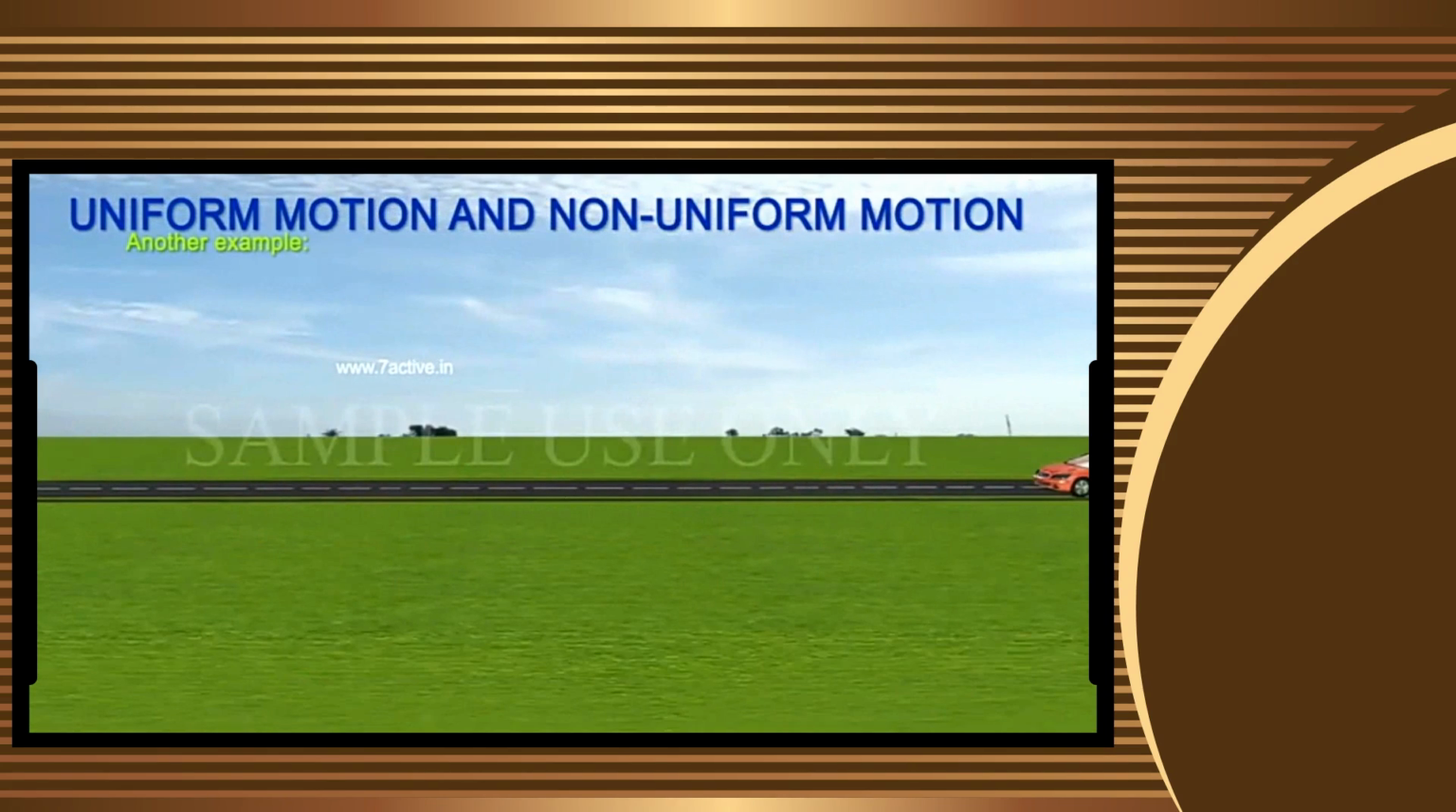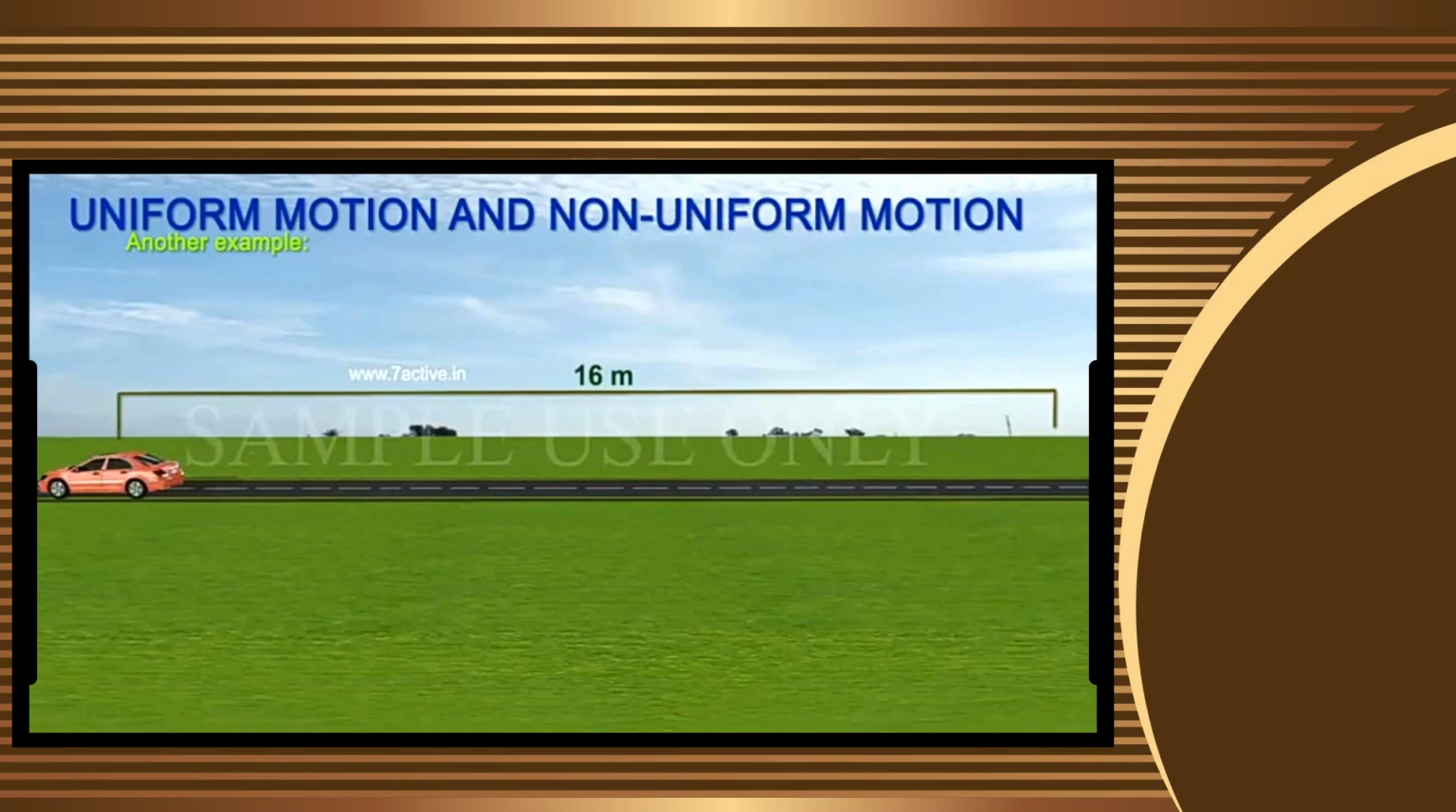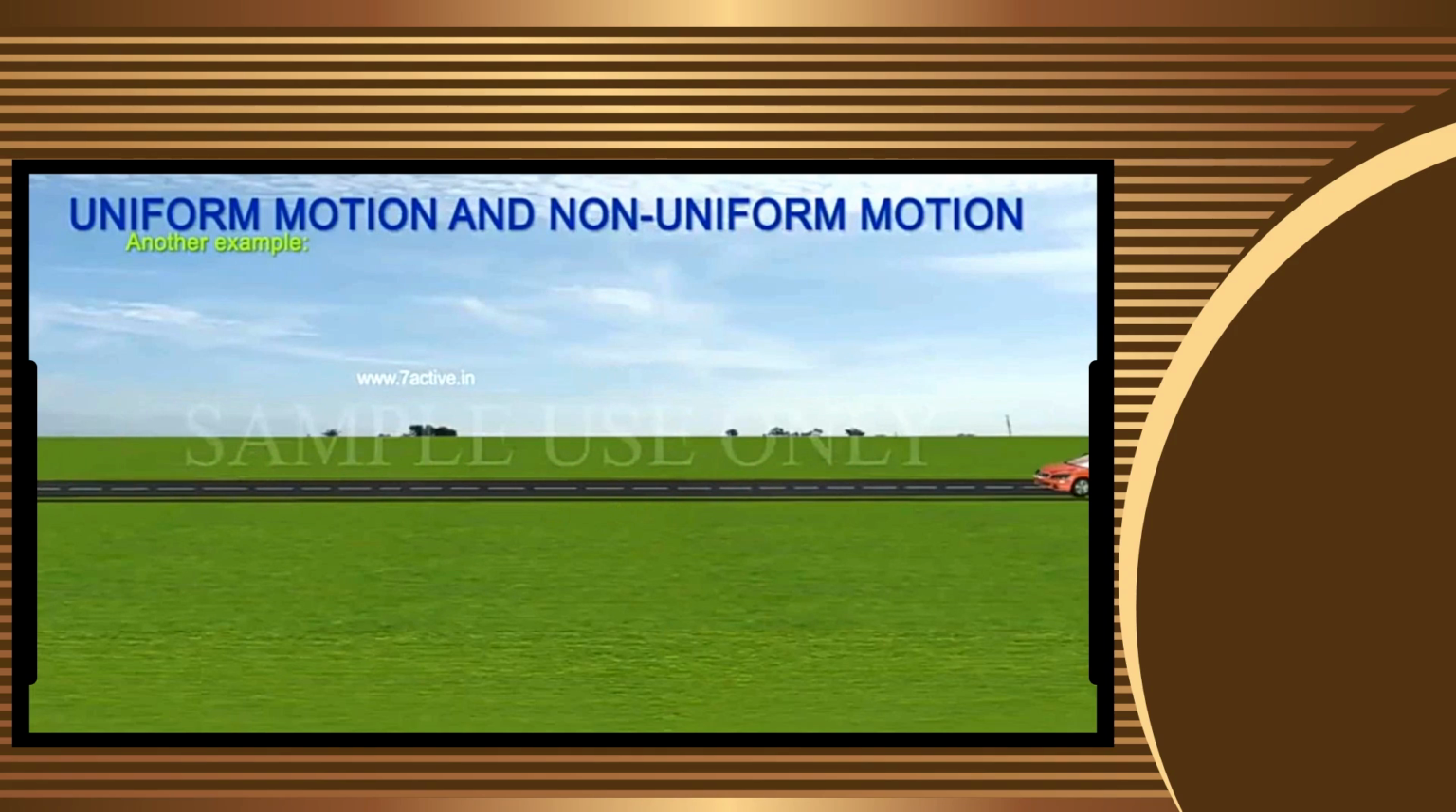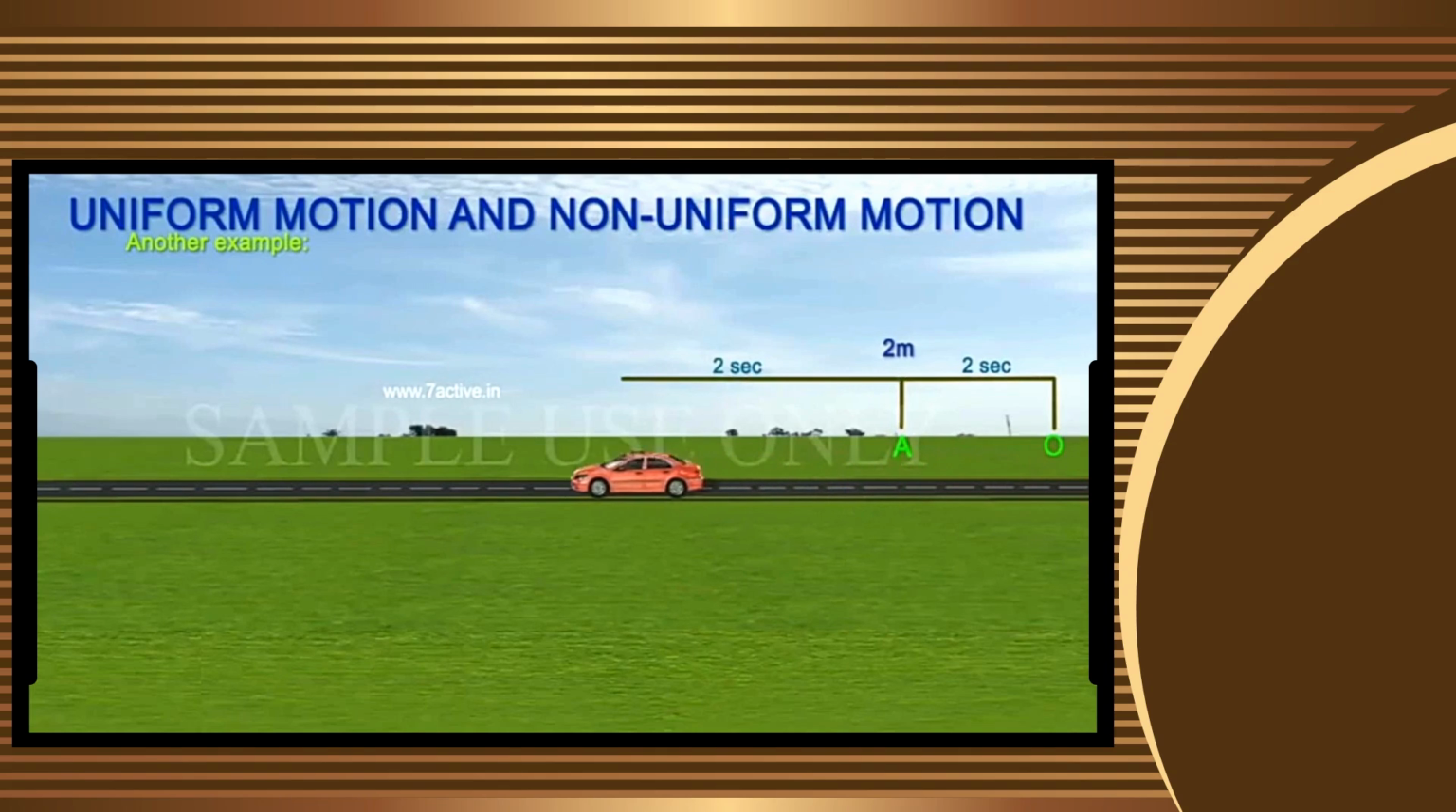Another example. Consider a car that moves from one position to another, about 60 meters distance, within time t of 8 seconds. Here the car starts from O and after 2 seconds it reaches position A, covering a distance of 2 meters from the origin as shown. It reaches position B covering a distance of 8 meters from origin.